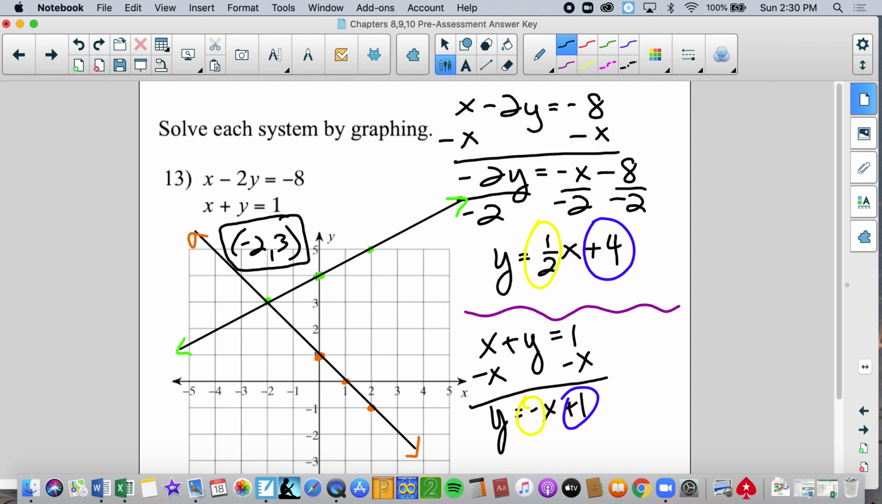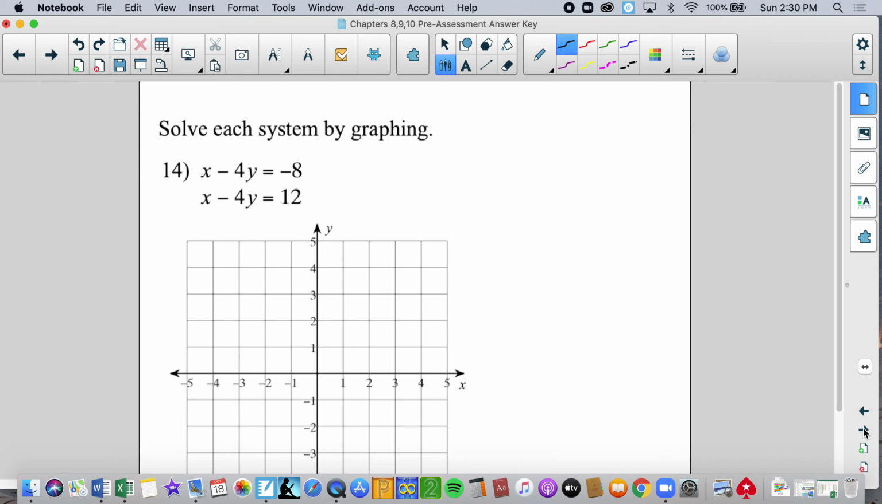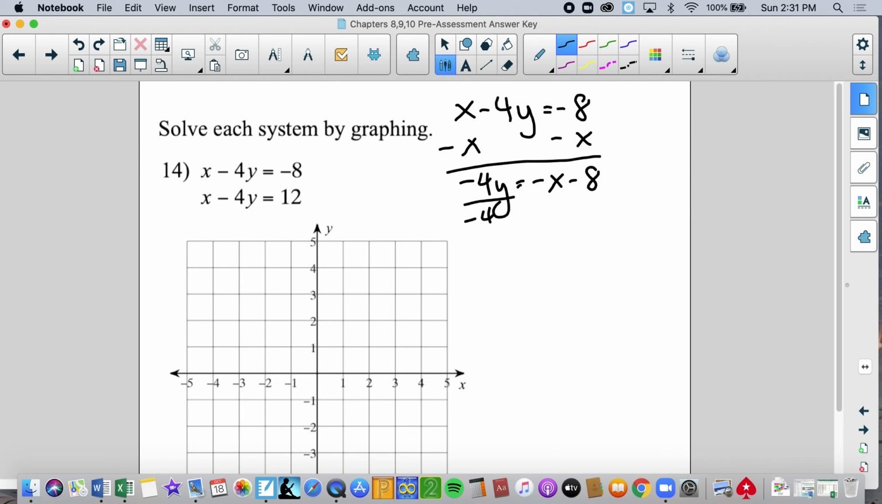There's another one where it is not in slope-intercept form, a little bit more challenging. So I'm going to subtract x first. I get -4y equals -x minus 8. Divide by -4, divide by -4, divide by -4. Y equals +1/4 x plus 2. Slope of 1/4, y-intercept of 2. Let's graph it.